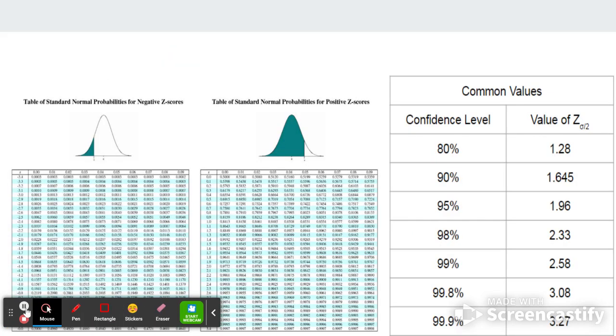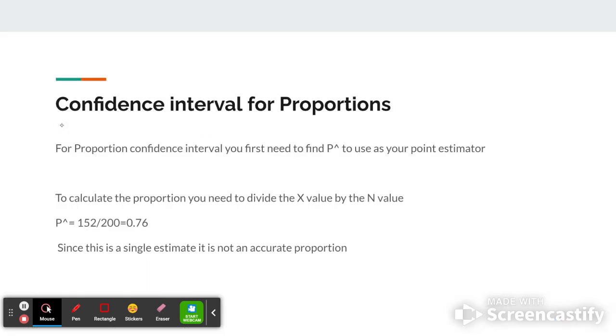And so as I was explaining, here is the standard normal tables for z-scores and the common values for z-scores. I think the common values are very helpful because for the most part, with confidence intervals, you will just be using these sets of percentages. And so for that 95% confidence interval that we just performed, the z-score was 1.96. And that's how I got that. On to the next one.